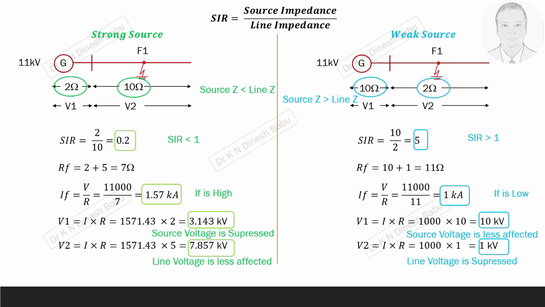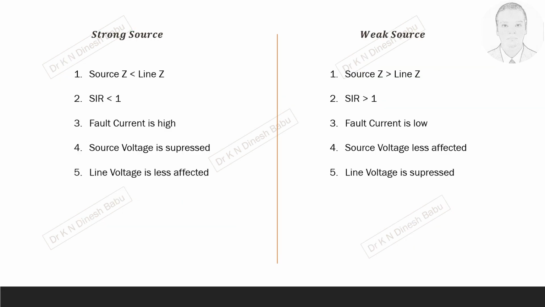Not only this, it's also the location of the CTs and the PTs, because you can see V1 and V2 is just the voltage measured at different locations. So where your PT is located, where your CT is located, and which CT and PT is connected to the relay has a huge impact in the protection system. So with this understanding of system impedance ratio, the protection system can be better understood. Thank you.